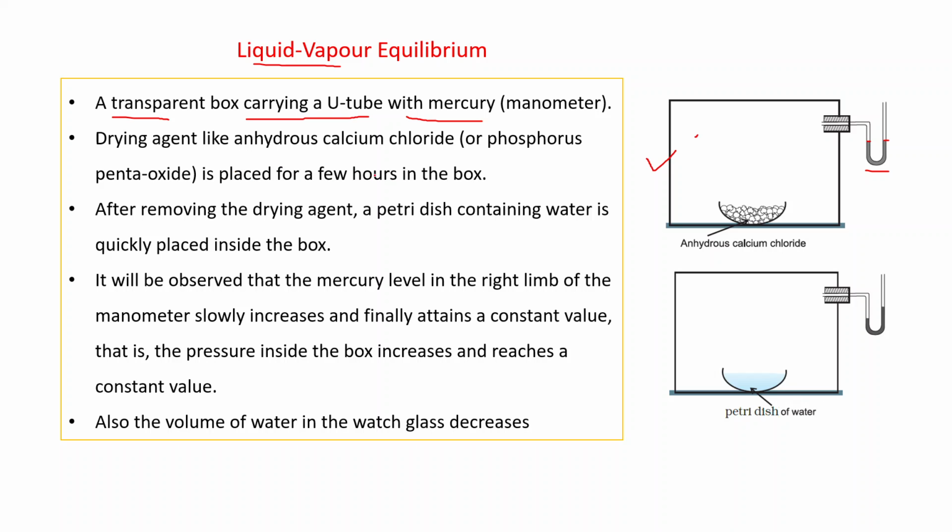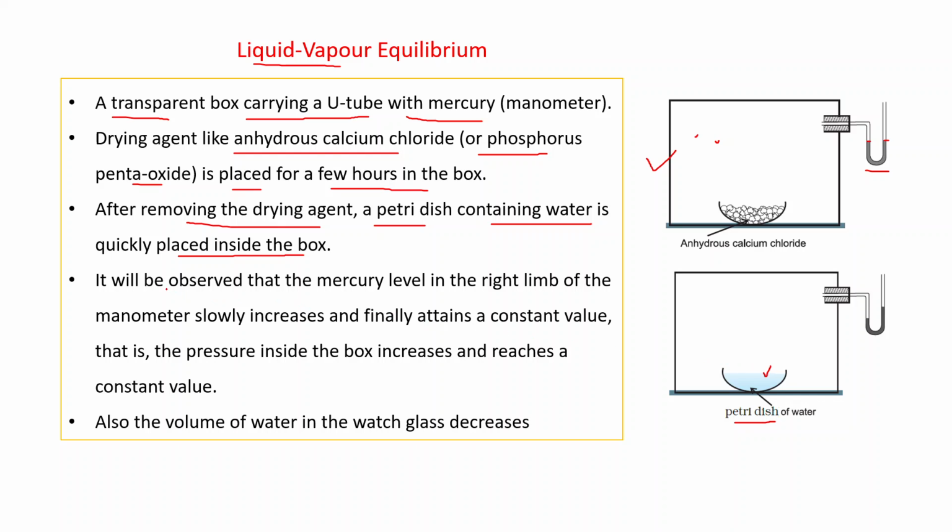Now, a drying agent like anhydrous calcium chloride or phosphorus pentaoxide is placed for a few hours in the box. Actually, this anhydrous calcium chloride is the dehydrating agent. Why? Because if any water vapors or water contents are present in this container, these are absorbed by this anhydrous calcium chloride. After removing the drying agent, a petri dish containing water is quickly placed inside the box like this. This is the petri dish and in this water is there.